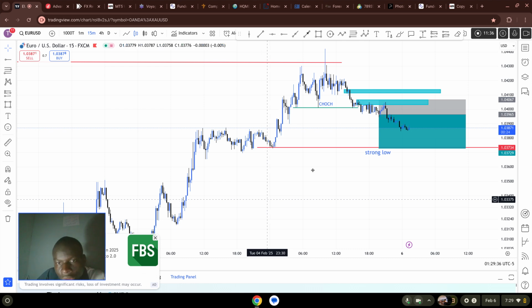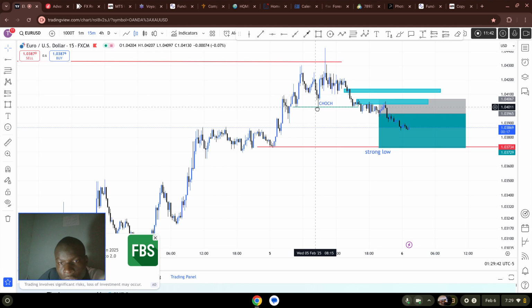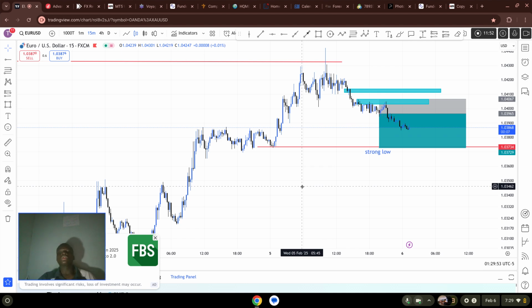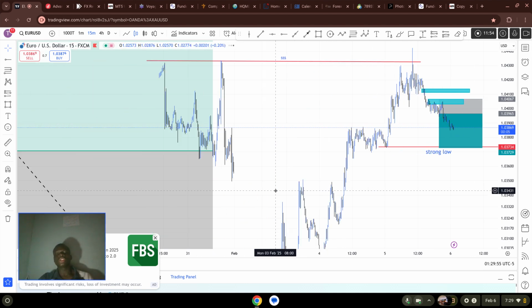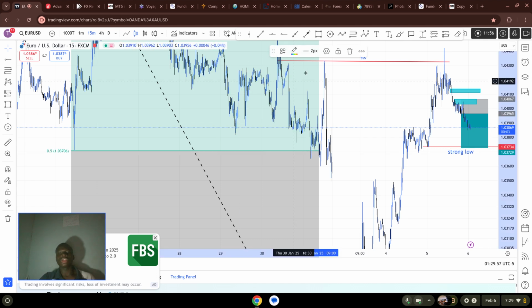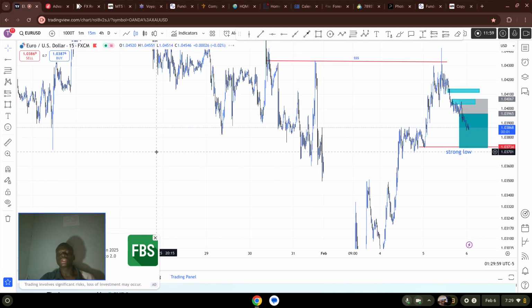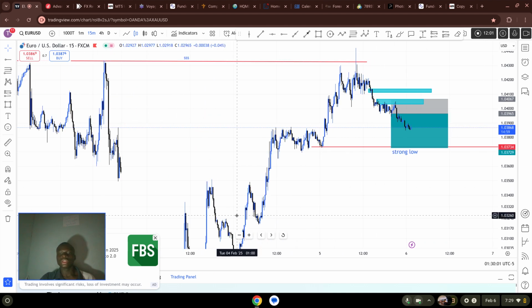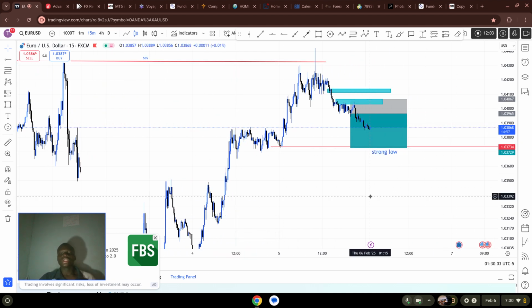Because all these are also internal highs. So this is just a break of structure here. Break of structure here. Yeah, break of structure from this point here. So we already switched bearish. So that's that about that.